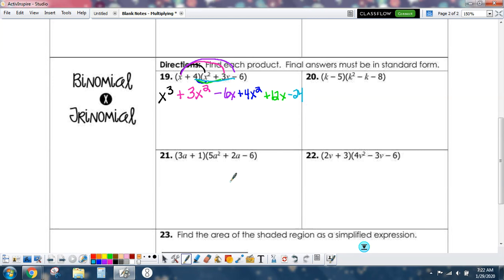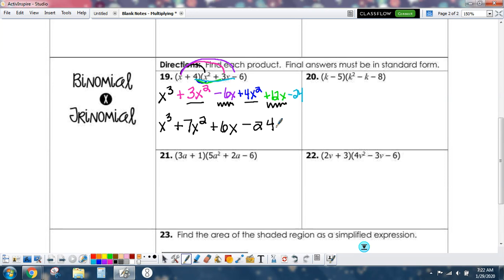We're going to combine our like terms. So I've got 1x cubed, so I'm going to leave that as is. And then I have this 3x squared, and I have a 4x squared. So 3 plus 4 is 7x squared. And then I have my x term here and my x term here. So negative 6 plus 12 is a positive 6x. And then I bring down my minus 24. Okay, so it's still the same thing. You're still distributing. There's just an extra term to distribute to in the second part, the trinomial.